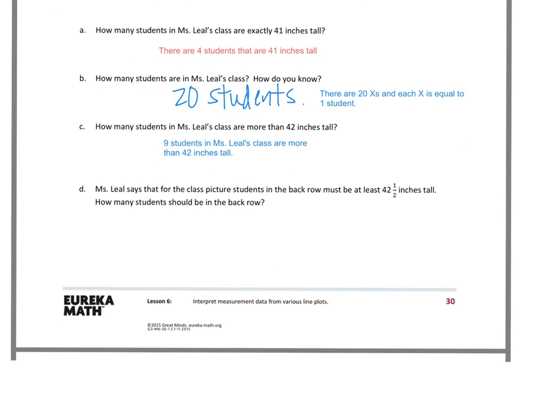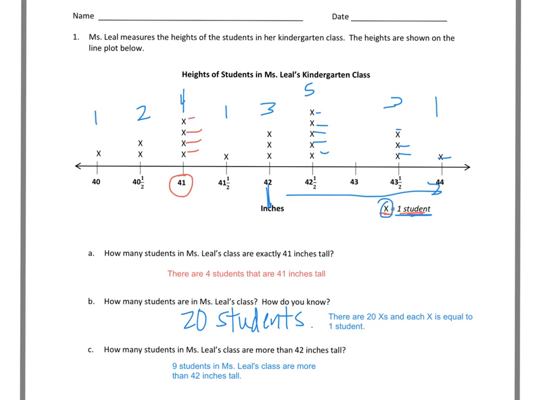So let's go down to the last part, which is D for this page. And it says, Miss Leal says that for the class picture, students in the back row must be at least 42.5 inches tall. How many students should be in the back row? So when it says at least, it means 42.5 and taller. So when I go up and look, I can look at 42.5 and anyone taller.